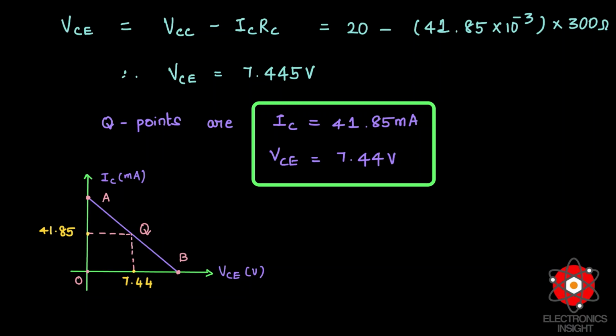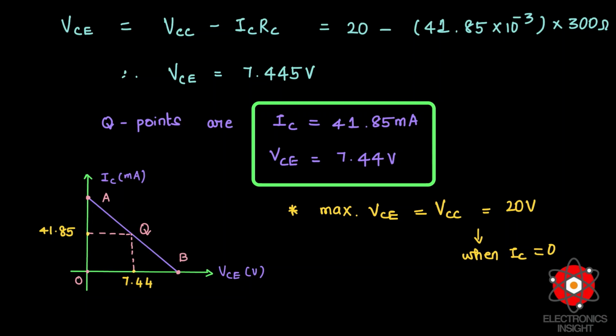First, as per the theory we have discussed, we know how to calculate the maximum VCE. Maximum VCE is equal to VCC, which is given as 20 volts, and this is possible when IC is equal to 0. So this is the first maximum value.